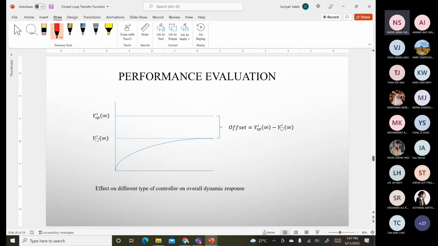And lastly, the performance evaluation, we want to sketch the graph, the diagram, of how far your performance deviates from your set point value. So this can be done later on.